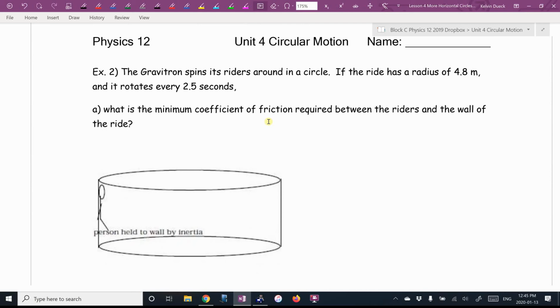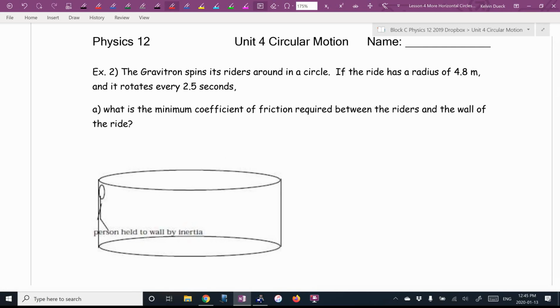So what's the gravitron? It's a ride that spins really fast and then the floor drops away from your feet so you're pinned against the wall, hovering. The gravitron spins its riders around in a circle. If the ride has a radius of 4.8 meters and if it rotates every 2.5 seconds.